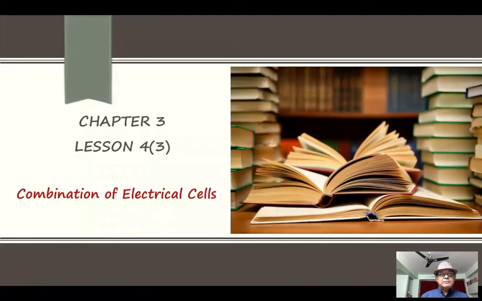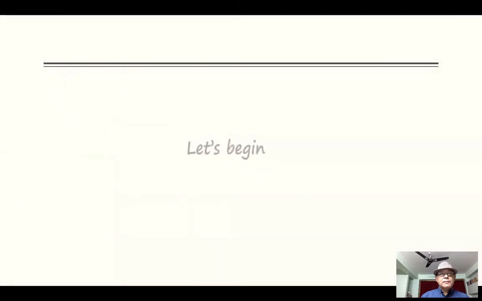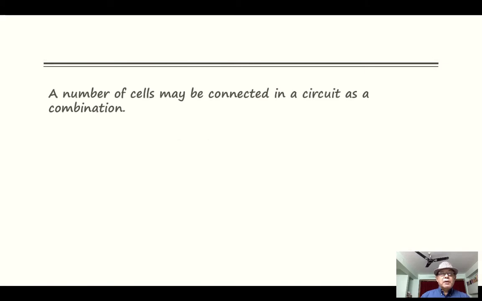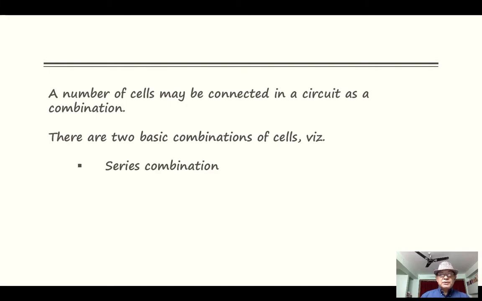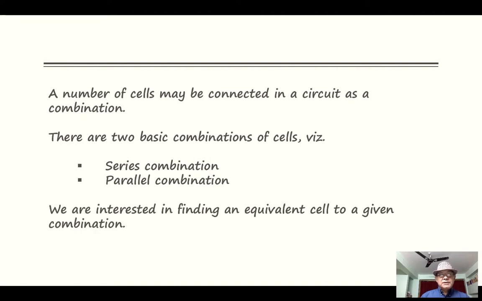Lesson 4 of chapter 3, in which we'll learn about combination of electrical cells. Let's begin. A number of cells may be connected in a circuit as a combination. There are two basic combinations of cells, namely the series combination and the parallel combination. We are interested in finding an equivalent cell to a given combination.